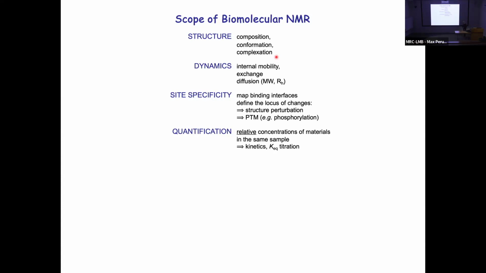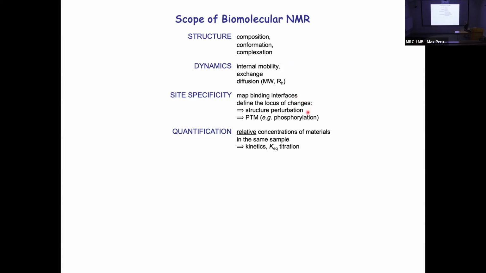The principal advantage that NMR has over other forms of spectroscopy is that it gives you a separate signal for every atomic nucleus in the molecule. So we have site-specific detail around the entire molecule as to what's going on. It's a key feature of the advantage of NMR over other techniques. So we're able to map binding interfaces, define the locus of changes, conformational exchange, and structure perturbation, and we can look at the effects of post-translational modifications on a site-specific basis.